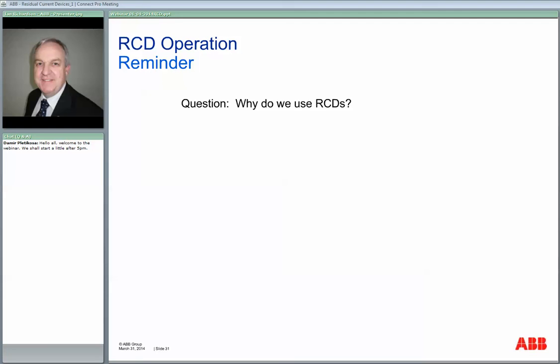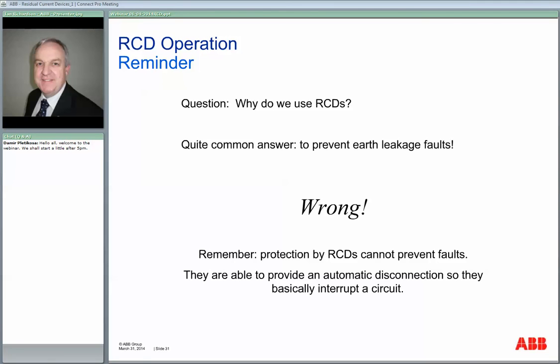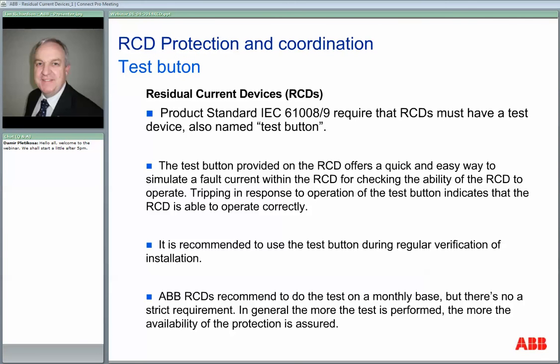So just to go back and recap, why do we use RCDs? And that is a common answer, to prevent earth leakage faults. And if I was presenting this in a classroom style, I'd hesitate at this point asking everybody's reaction. And it's wrong. An RCD will not prevent an earth leakage fault. All it can do is provide an automatic disconnection when it senses that fault and yes, someone said to save lives. And it's very true, that's what we said at the beginning.